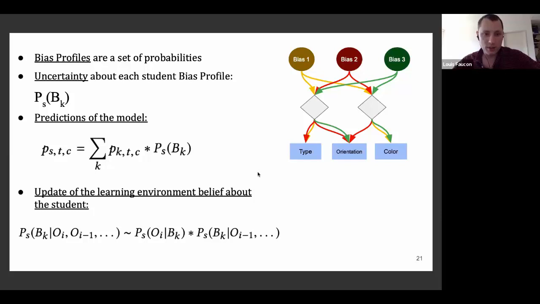Using these parameters of bias profiles and the uncertainty we have on the student's bias profile, we can make predictions, using the second equation on this slide, of what answer the student will be giving to categorization questions. And finally, as is common practice with Bayesian models, at every observation of an answer from the student, we can update the uncertainty we have on the student's bias profile using Bayesian inference. And we expect that this way the Bayesian model will know more precisely what is the bias of the student over time.